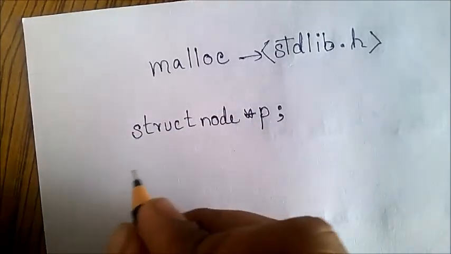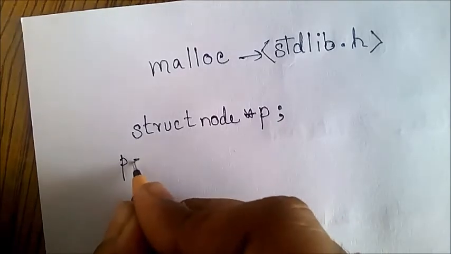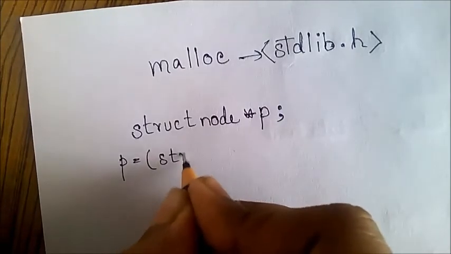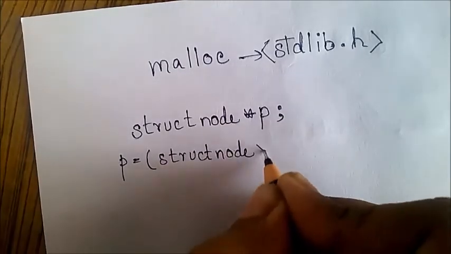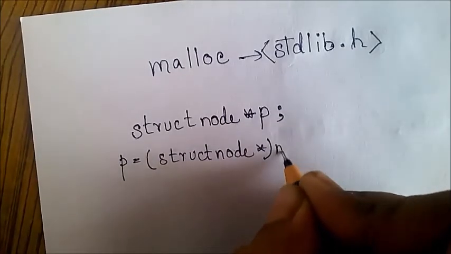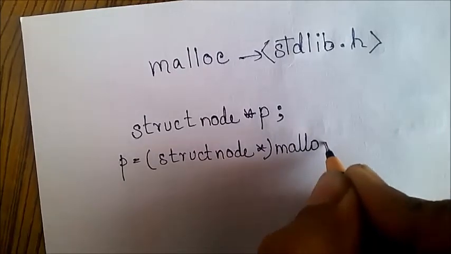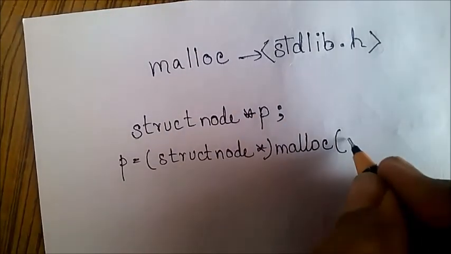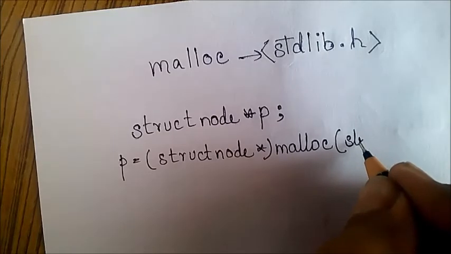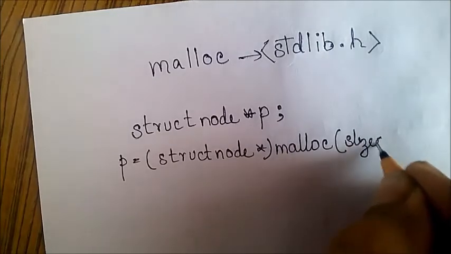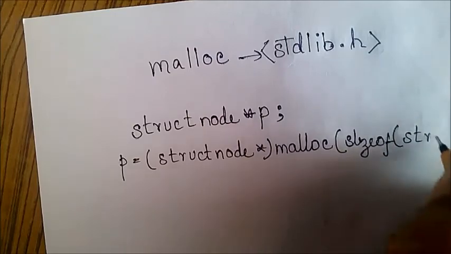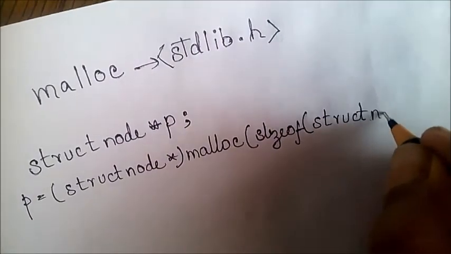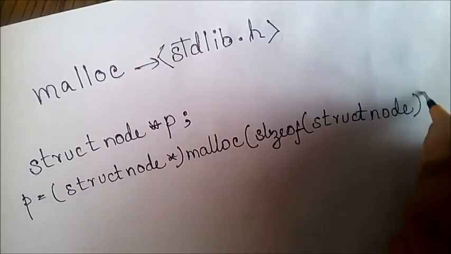The syntax will be p is equal to struct node star malloc sizeof struct node.